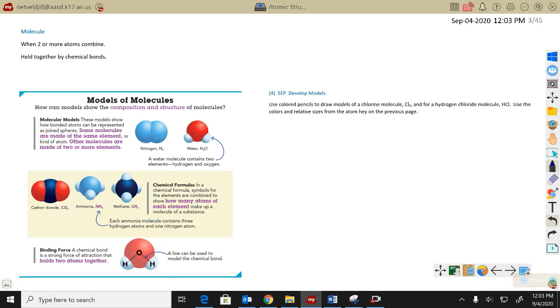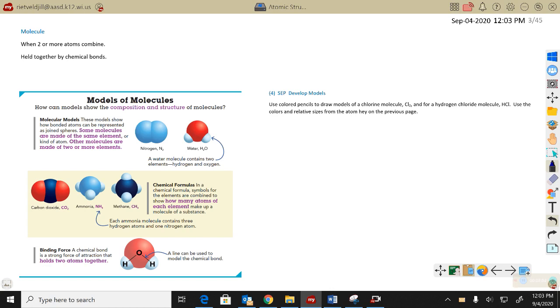We kind of mentioned the term molecule then, that a molecule is when two or more atoms combine. So the word molecule is a very general term, just two or more atoms combine. And they're held together by bonds, and eventually we'll study bonding quite a bit. How are they being held together, and is it a stable bond, or is it easy to break, hard to break? And so they show us this picture here where we can think about modeling molecules. These models show how bonded atoms can be represented as joined spheres.